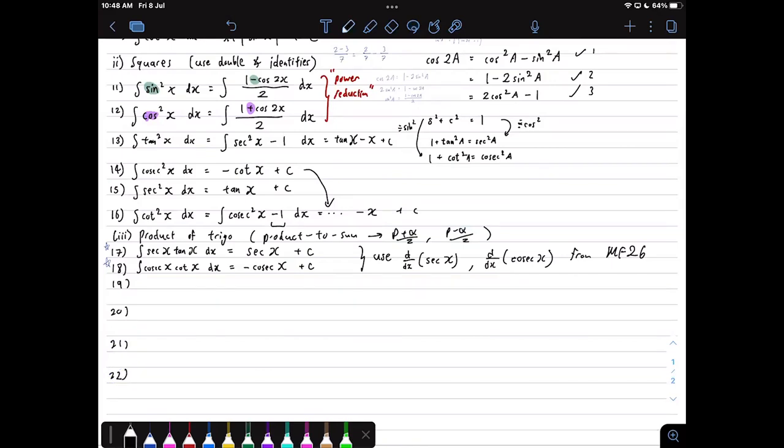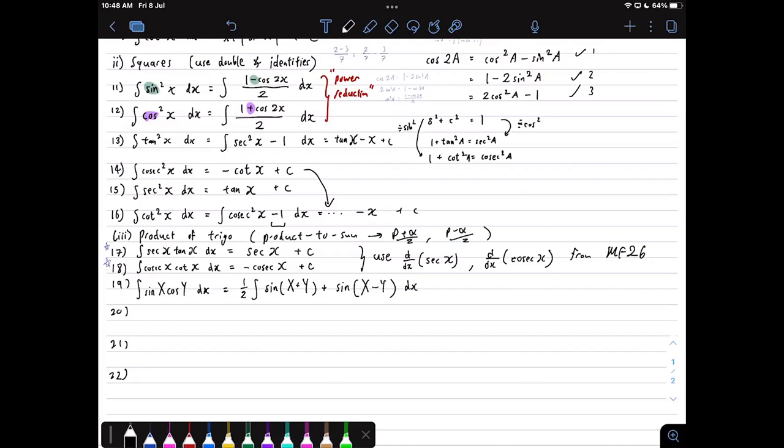Okay, the first one will be the integral of sine x cos y dx. It will just be equal to 1/2 of the integral of sine x plus y. Just sum the angles. The x here is P plus Q over 2, and the y here is P minus Q over 2. Sine of x minus y dx.